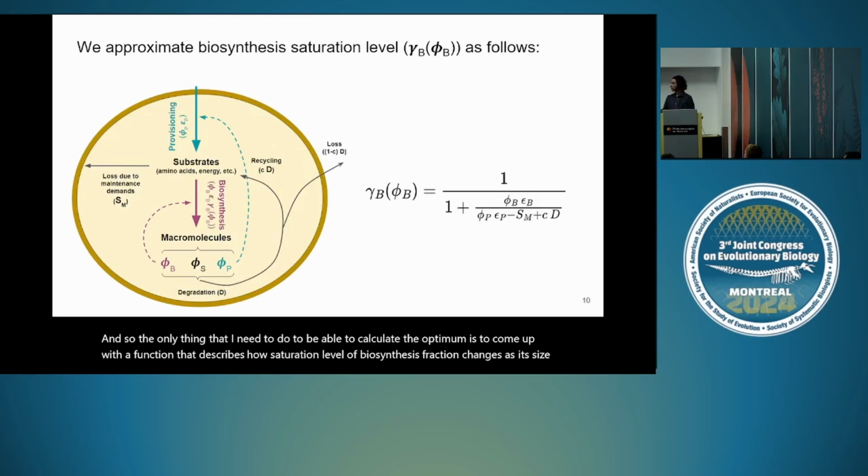And so I approximated it using this function. I won't get into the details of why it's a good function, but I would be happy to discuss that. Basically what this function is saying is that when the rate of substrate supplied by provisioning, maintenance demand, and recycling is way larger than what the biosynthesis fraction can consume, biosynthesis enzymes will be saturated, and when it's the opposite, the saturation level approaches 0.